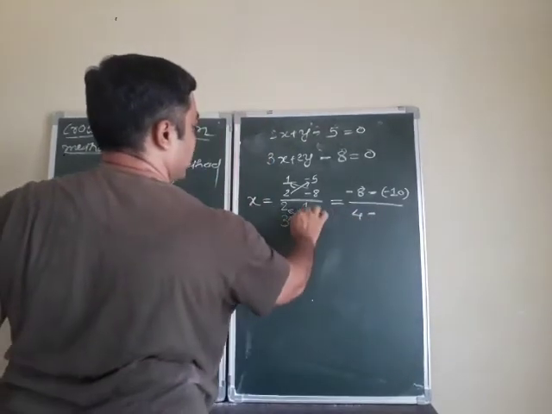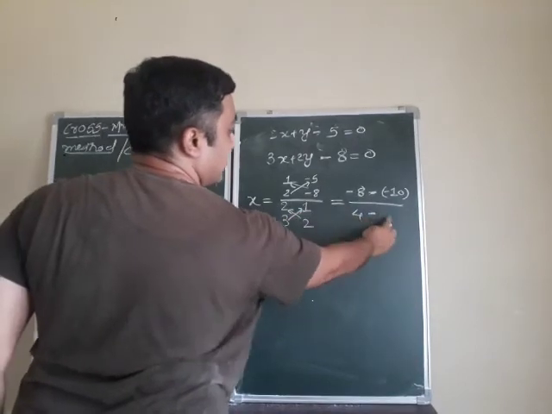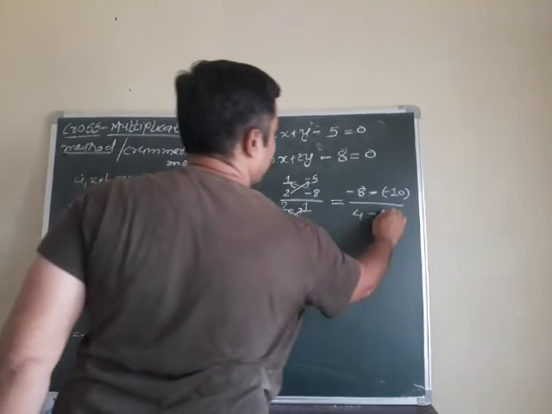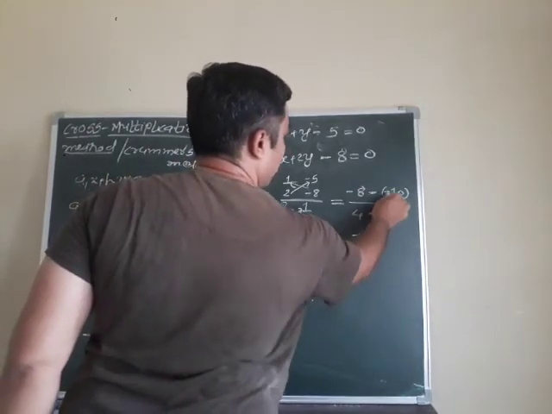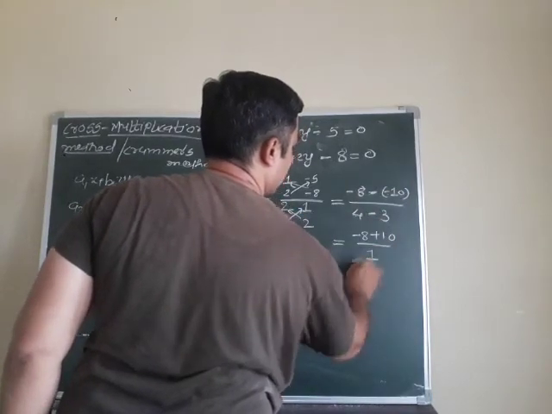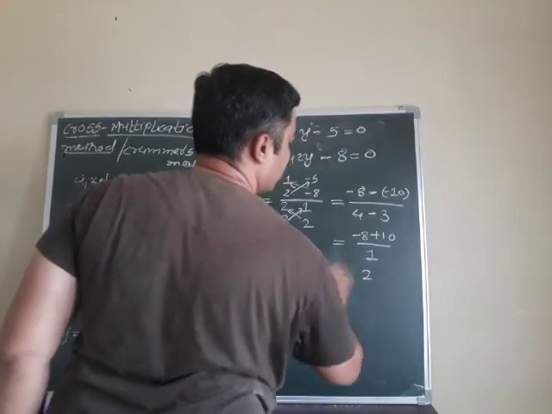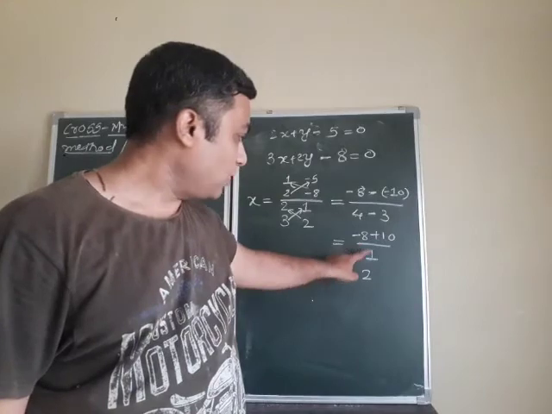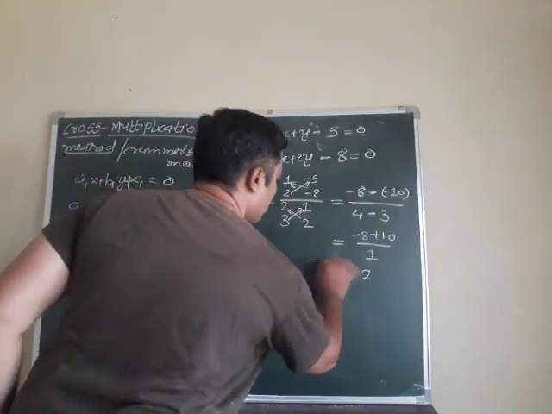Minus 3 into 1. Here the minus is compulsory. If this comes minus, minus minus is plus, and if this comes plus, plus minus is minus. 3 ones are 3. So x is equal to minus 8 minus minus plus 10, and 4 minus 3 is 1. Now 10 minus 8 is 2, 2 upon 1 is equal to 2. So your x is ready: 2.